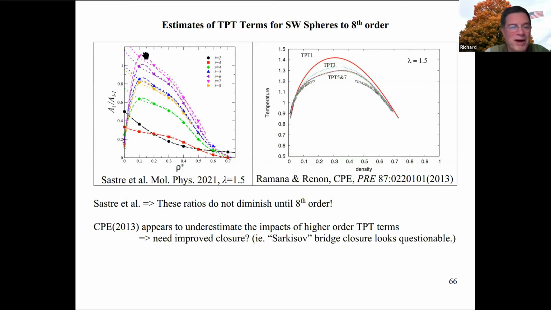What's interesting about it is if you follow this trend, what we see is that this ratio for A4 is larger than A3, A5 is larger than A4, A6 larger than A5, A7 larger than A6. This looks like this series is not converging until we get to A8.